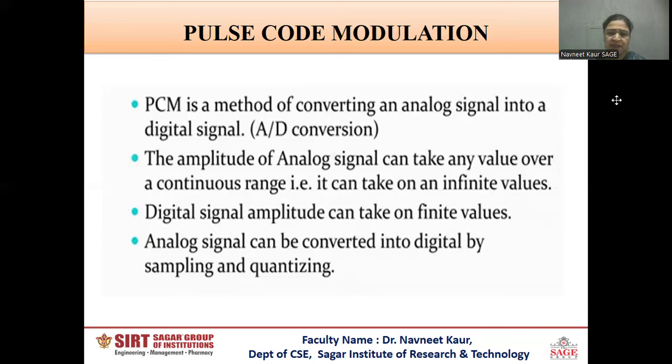The analog signal can be converted into digital signal by sampling and quantizing. Now, first thing, what is sampling? Sampling means that we take samples of the analog signal after a fixed interval of time. That means the time interval between every two samples is fixed. Now, to understand quantization, we will see in detail.